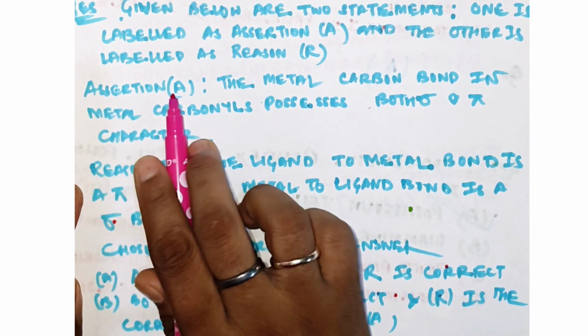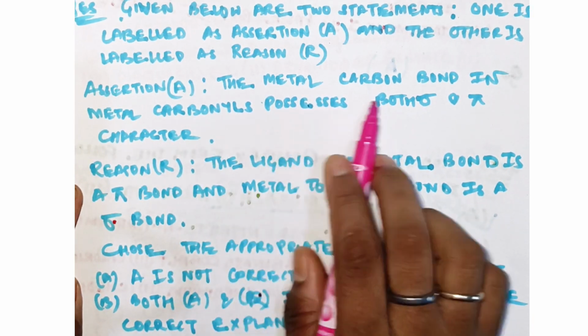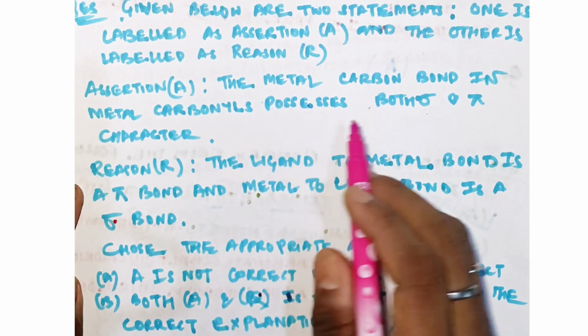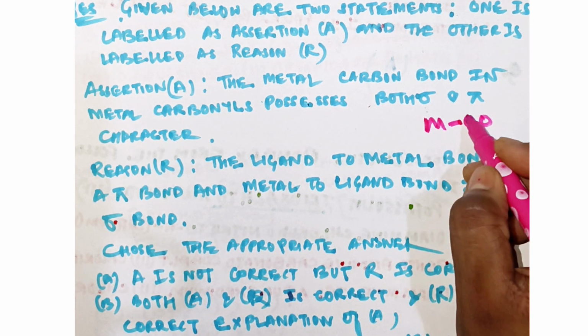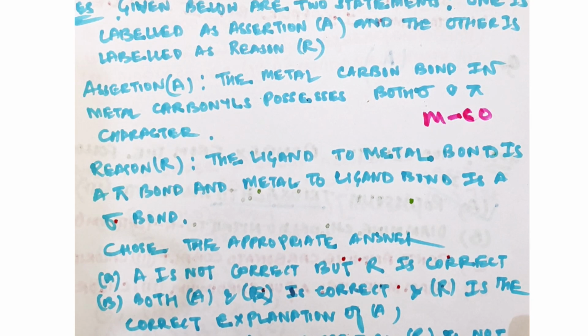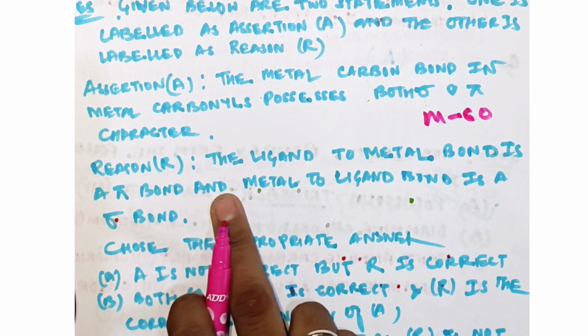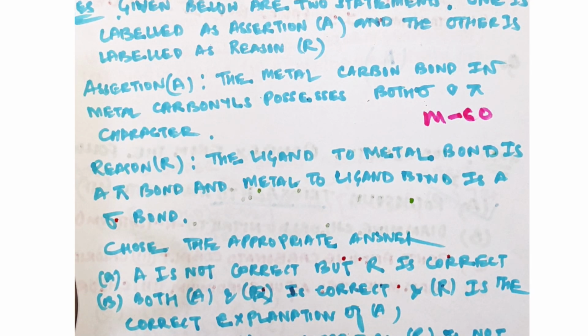Now see, assertion A: the metal-carbon bond in metal carbonyl possesses both sigma and pi character. It says that the metal-carbon bond in metal carbonyl will contain both sigma and pi character. The reason R says that the ligand to metal bond is a pi bond and the metal to ligand bond is a sigma bond. So which one will be your correct answer?